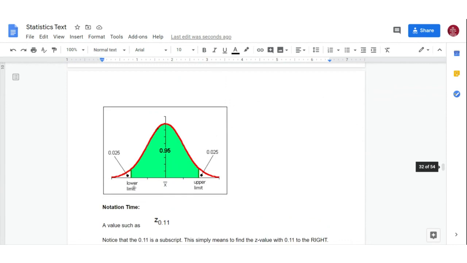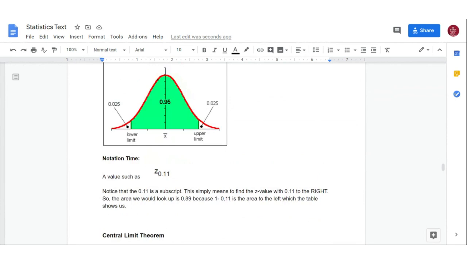So those two scores tell you what 95% of the folks are going to be in. A very small amount is going to be over here in this little bitty tail, and a very small amount is going to be over here on the right. This last little thing is just notation. When you see this Z of, with a subscript like 0.11, that means to the right. Okay, so just notice that.